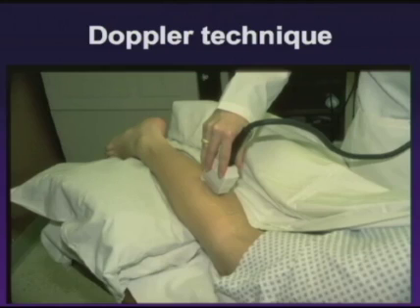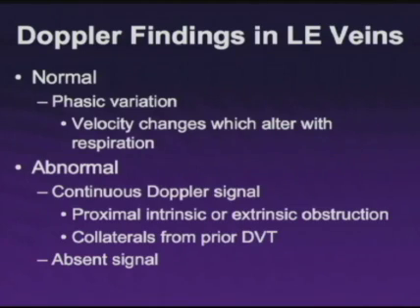The short axis is used for compression. The long axis, however, is the preferred methodology for spectral Doppler. And here we can see a long axis of a calf vein being studied with a spectral Doppler transducer.